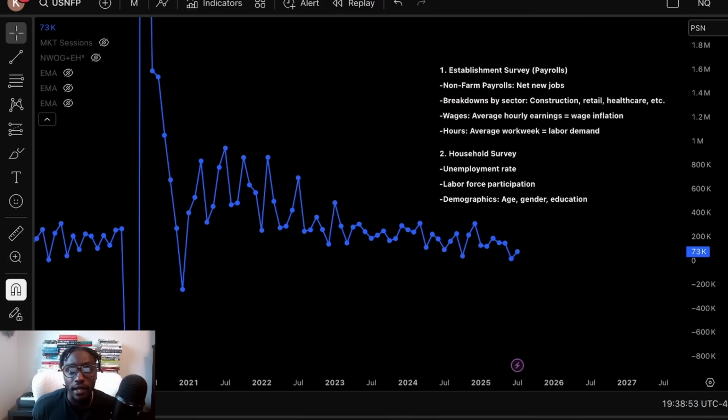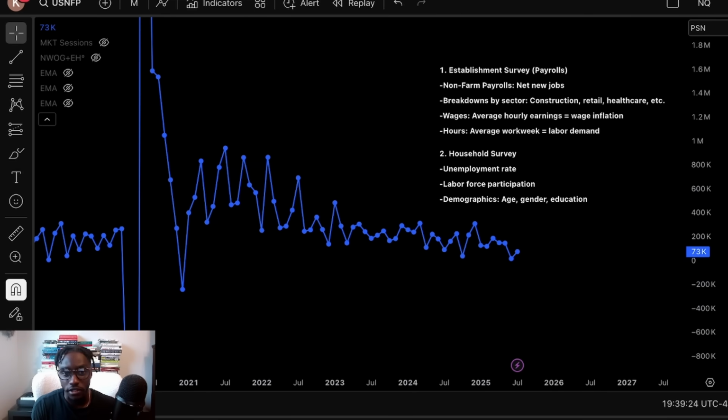So what we're looking at right here is a website and software called TradingView. And on this website, essentially, you can look at data in financial markets as well as economic data on a chart. So specifically, what's on the chart right now is what's called the non-farm payrolls number. And this is the net amount of jobs added to the non-farm payrolls over the past month. Now, let's break down what that really means and how this whole report works.